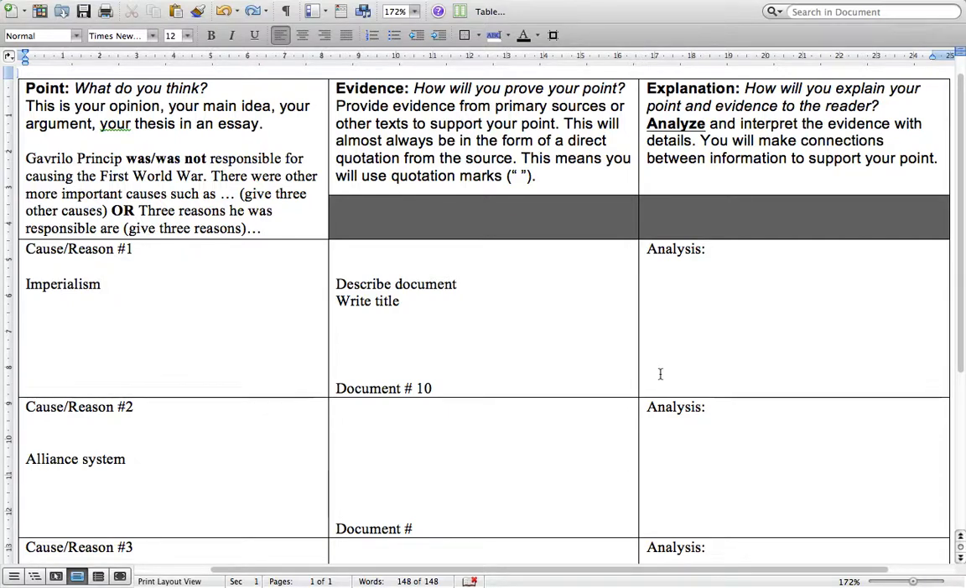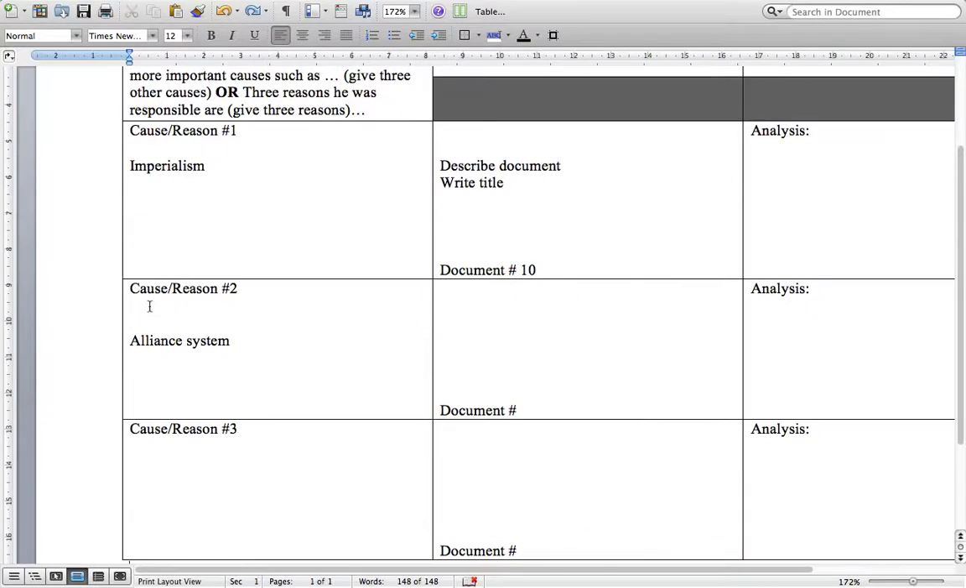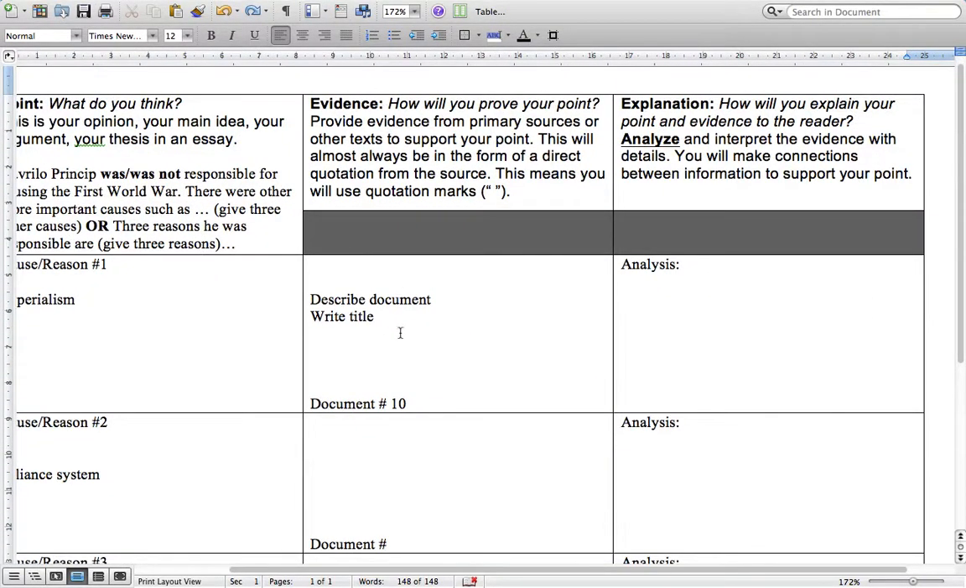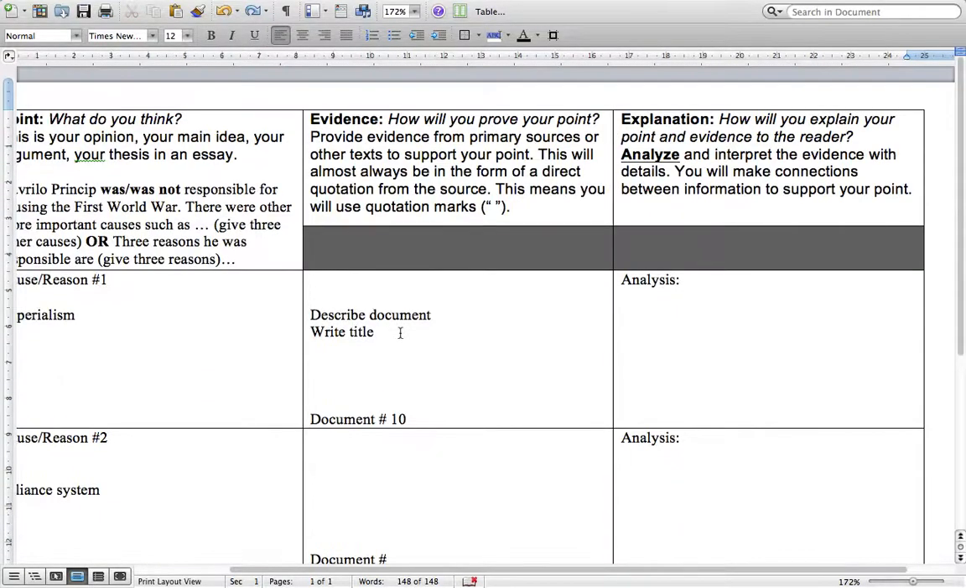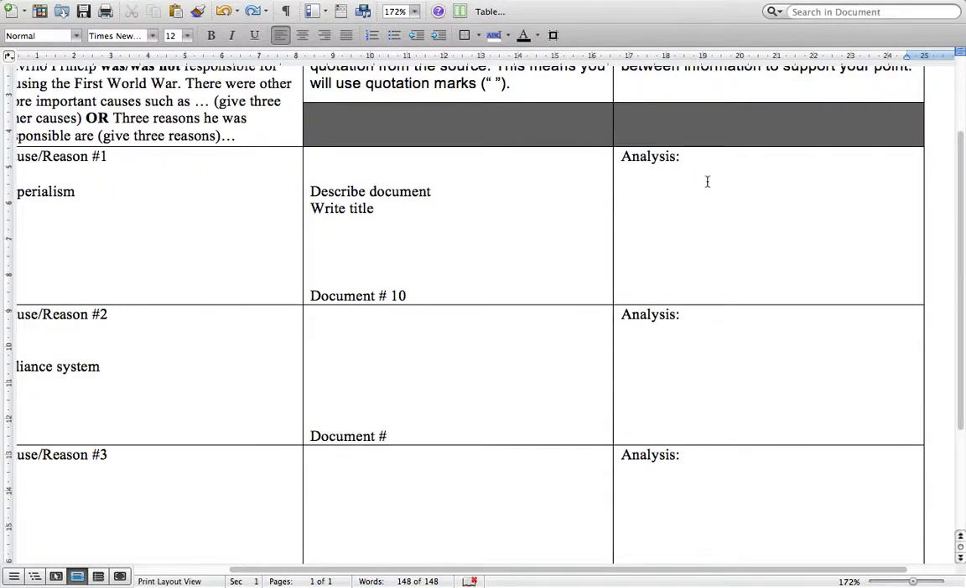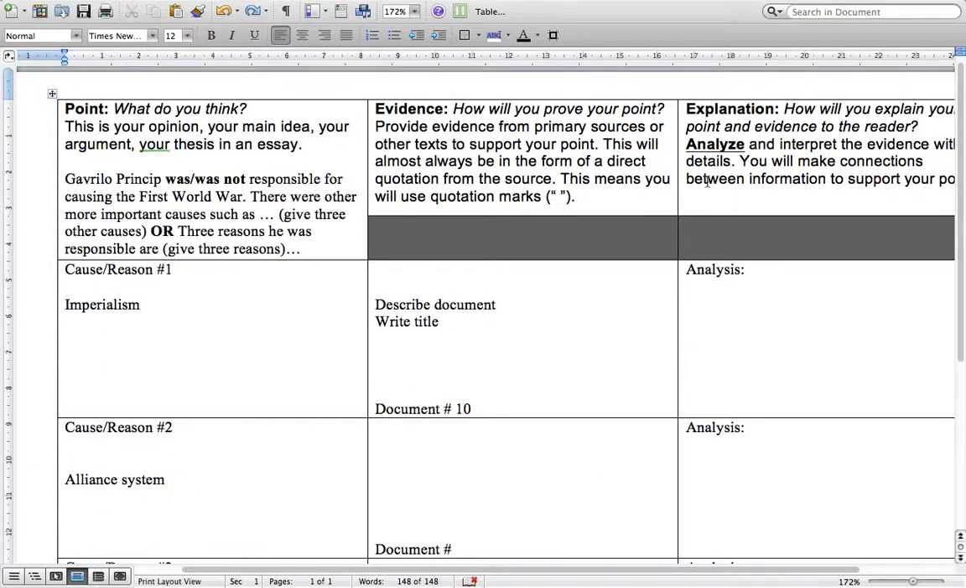Okay, so if this was a little unclear, perhaps you can pause the video and rewind it and watch it again. It's pretty self-explanatory though, okay? You're just writing the words of what you think the other causes of World War I were. Then you're giving me evidence from the chart that you just copied and created. And then you are analyzing the document.